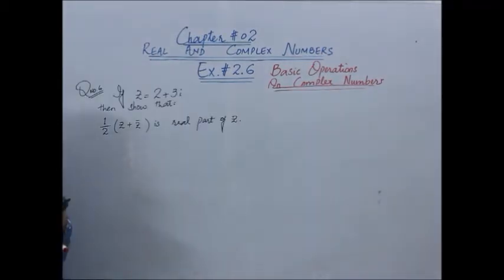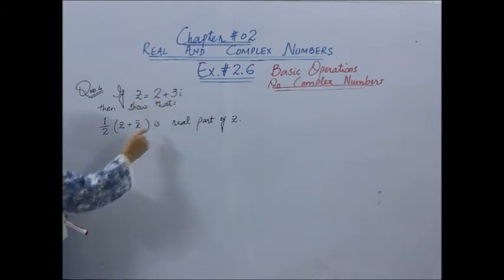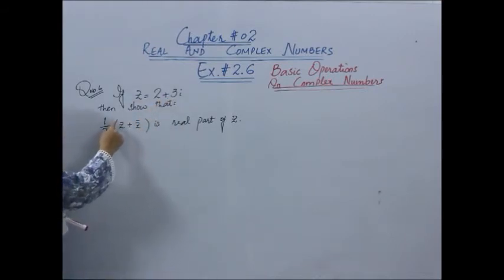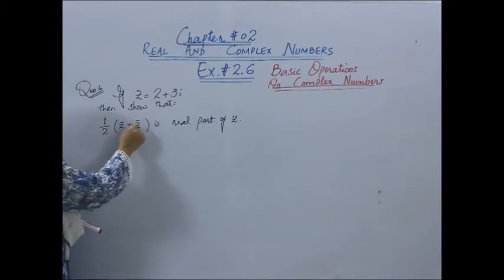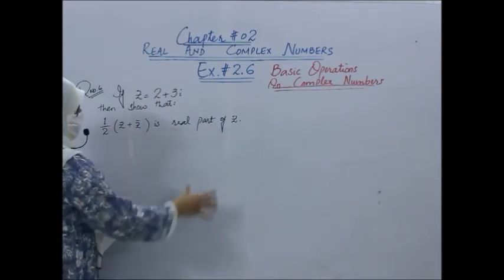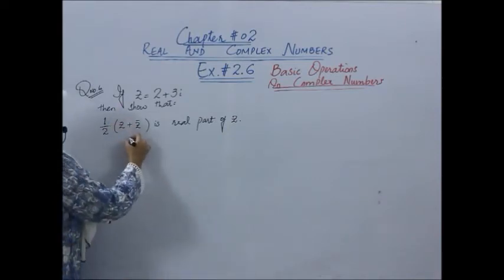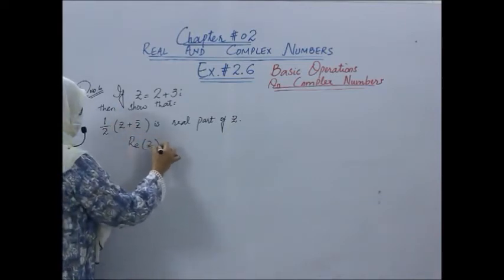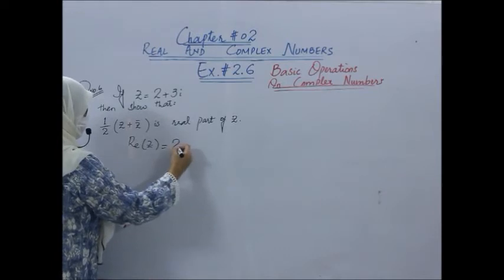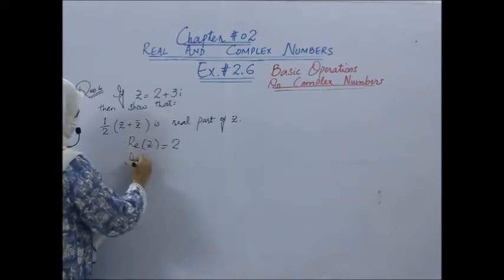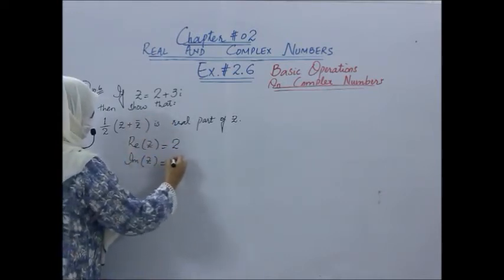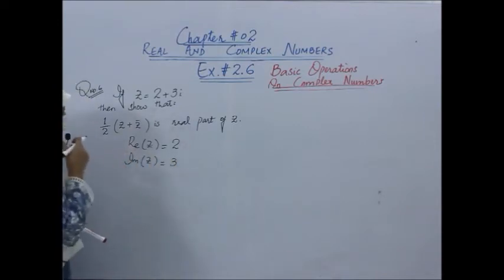So let us solve question number 6 now. Okay, students, now we will solve question number 6. Question number 6 is a very simple question. A complex number z is given, 2 plus 3 iota, and we have to show that 1 over 2 into z plus z bar. What is z bar? Conjugate of z. Let us first write down what is the real part of z. The real part of z is 2. And what is imaginary part of z? Imaginary part of the complex number given is 3.